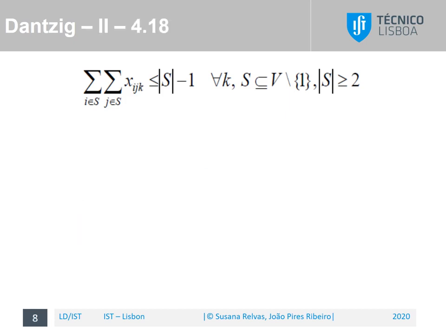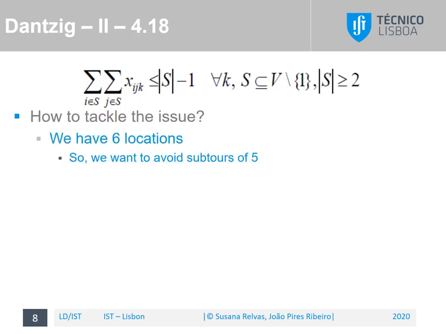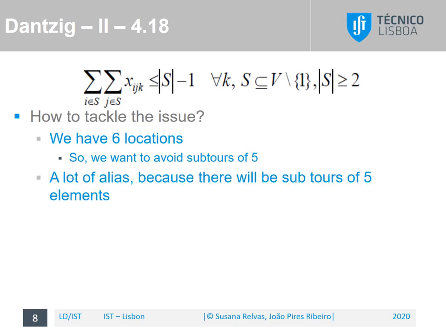If we want to implement the Dantzig approach, how are we going to do it? Let's assume that we have a problem with 6 locations, so we want to avoid every subtour size until 5, because 6 is a complete route. We will create a lot of aliases, since it is one for each element in the subtour. Let's see how we are going to implement it in GAMS.